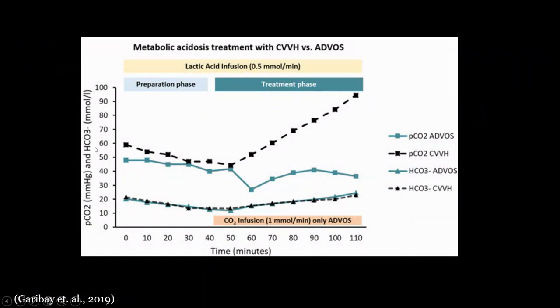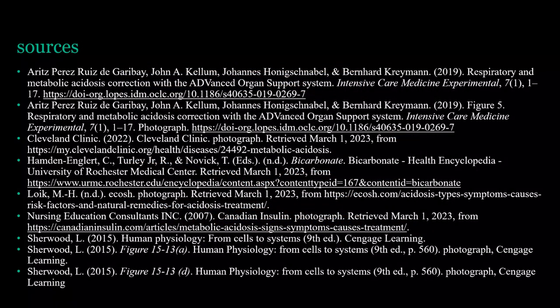Here we just see that the millimoles per liter of bicarbonate remained quite constant with the ADVOS and the normal treatment that was usually used, that's CVVH. So this figure right here didn't exactly prove that the ADVOS system was helpful in treating metabolic acidosis, hence why they wanted to do further study to conclude their results and back them up.